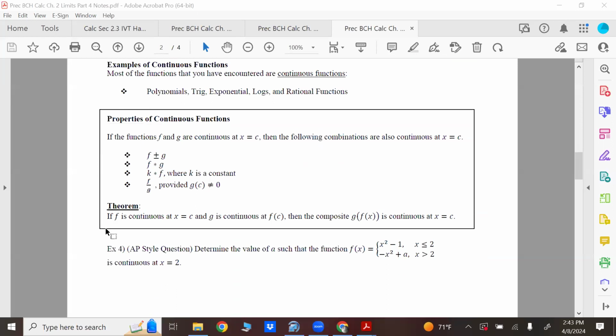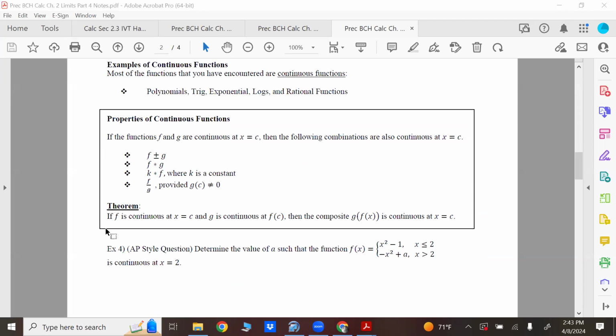So most functions are continuous, as you can imagine, like polynomials, trig, exponentials, logs, even a rational function with an asymptote, but within their domain you're not going to have any issues, right? Unless you've got some piecewise function, something really weird. And remember all the properties we have for limits. Kind of the same thing applies for continuity.